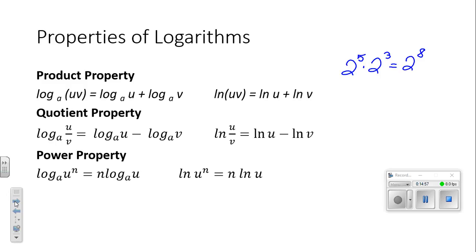When we're dividing, what do we do? Subtract. So we can separate these, expand them into two logs with a minus sign in between. And a power to a power, we said earlier, we multiply, right? So we can bring that power out in front and multiply it by the log, which is the answer to the exponent.